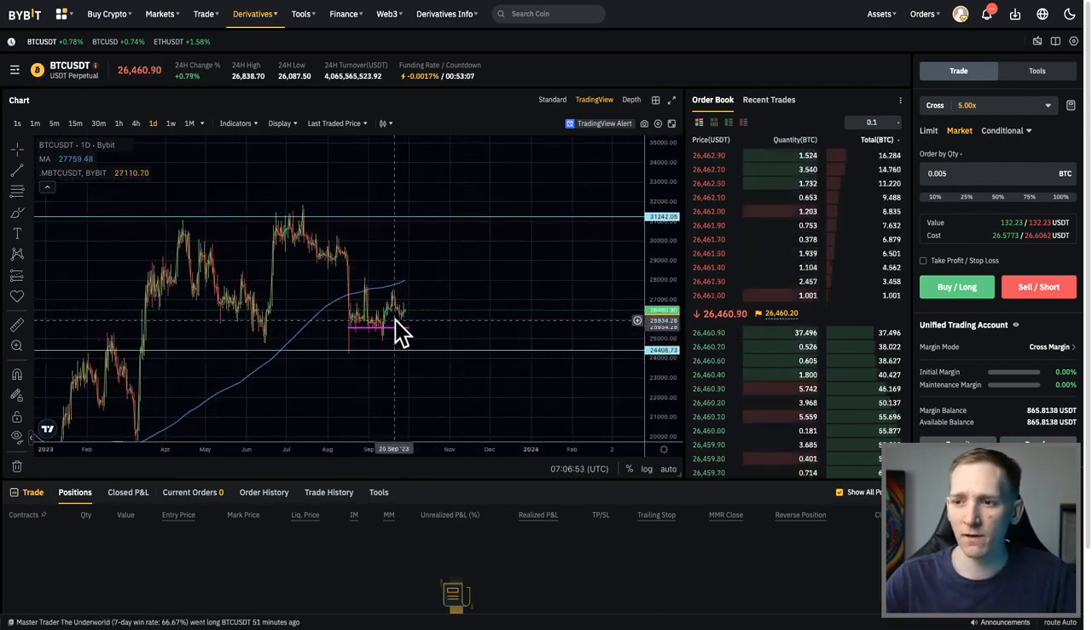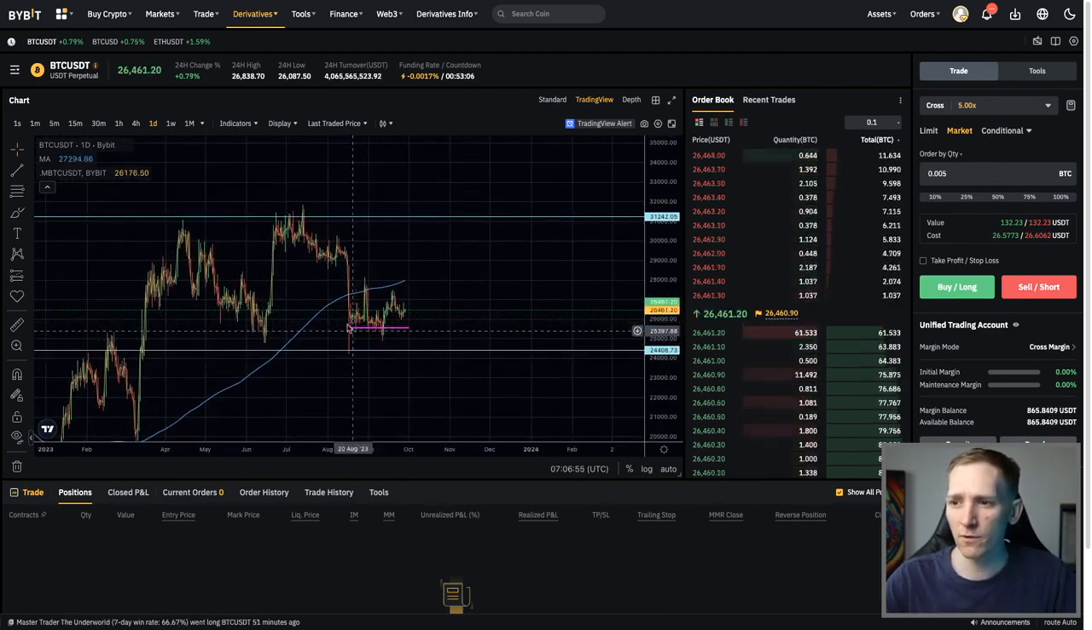But we're going to say that this price level here for a long is our stop loss price, which would be 25,500, something like that. So that would be our stop loss.